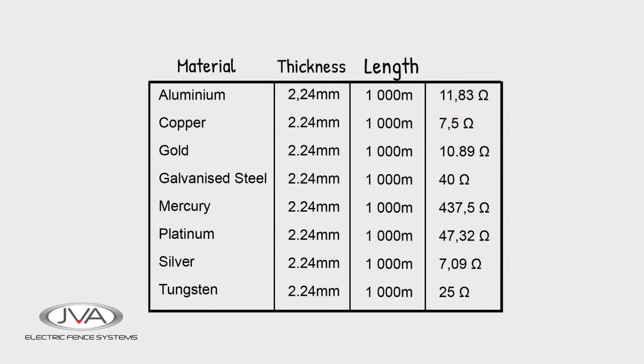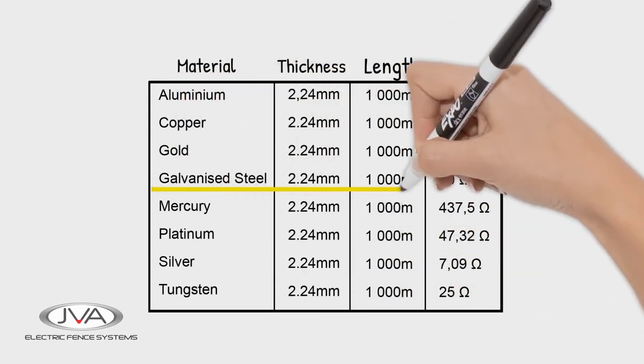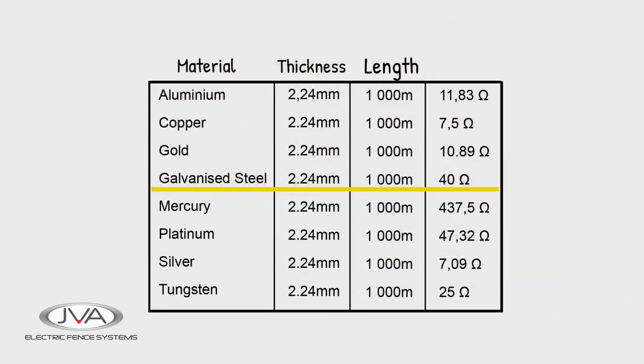Because of its cost-effectiveness and durability, we're using 2.24mm galvanized steel wire in this example, which we know has a resistance of 40 ohms over a 1 kilometer distance.